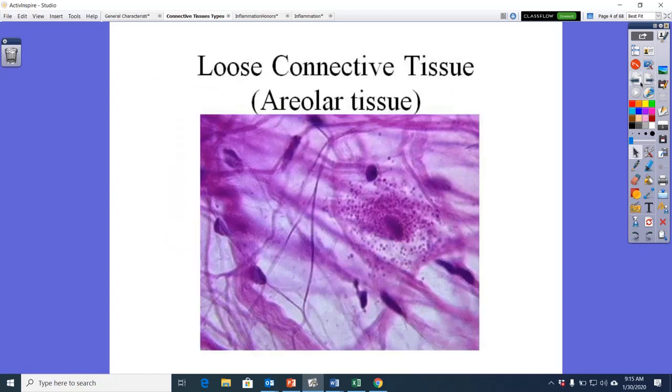Here's another image, a little bit darker stain, but you can still look at the difference in the size of the fibers. The skinny one here would be an elastic fiber. The thicker one here would be a collagenous fiber. These darker areas that you see are nuclei of fibroblasts, and then we have a mast cell that is spreading its contents out into the area, which again are histamine and heparin. Histamine is going to cause itchiness, and heparin is going to cause blood thinning in the body.